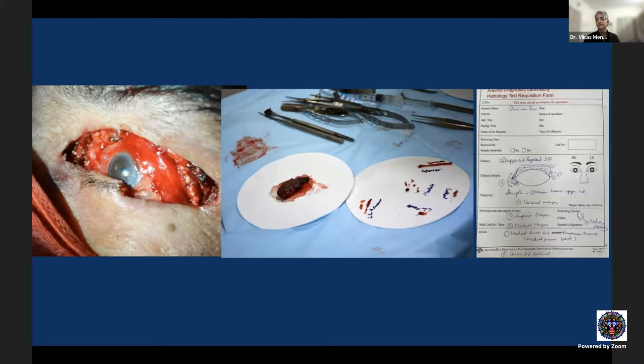And always discuss the reports with the pathologist. The better interaction you have with your pathologist, the more you will learn every time. So I send all these patients' samples with a diagram with all the margins labeled.